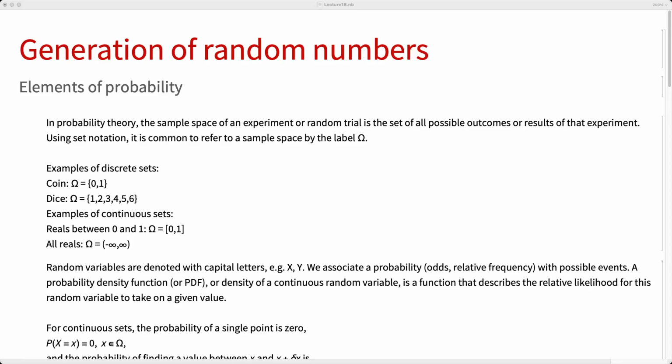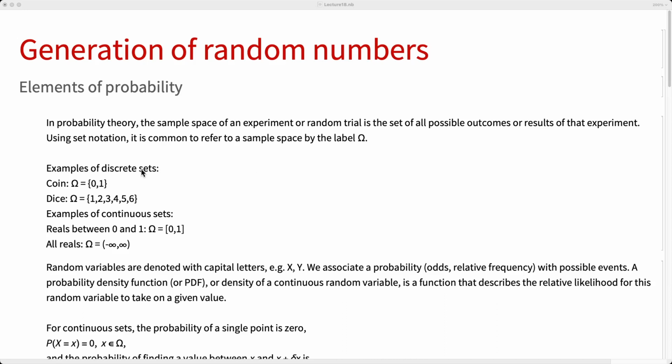In this video, we will talk about generation of random numbers and elements of probability. In probability theory, the sample space of an experiment or a random trial is the set of all possible outcomes or results of that experiment. We're going to use set notation here, and it's common to refer to a sample space by omega.